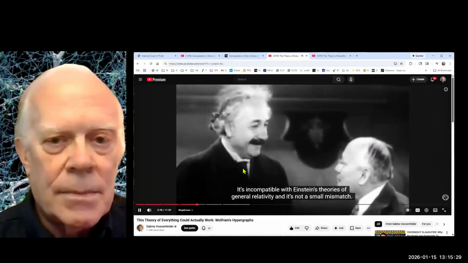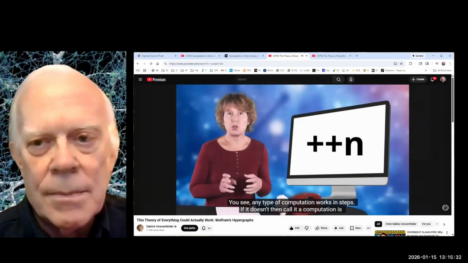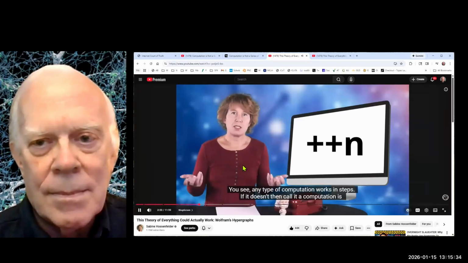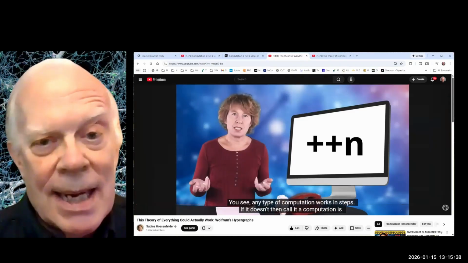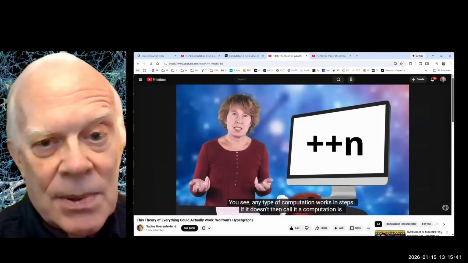It's not a small mismatch. Any type of computation works in steps. If it does... Any kind of computation works in steps.